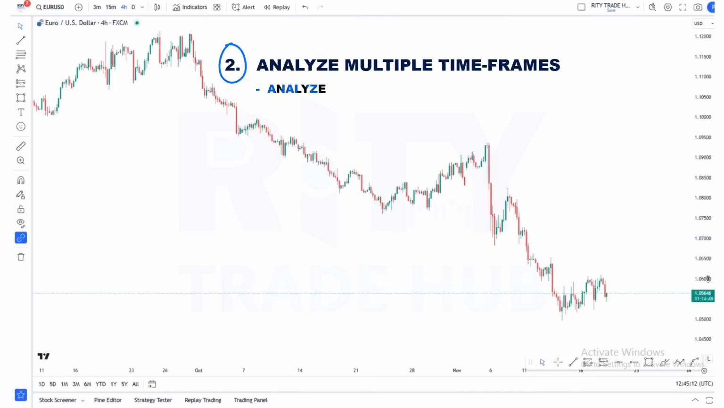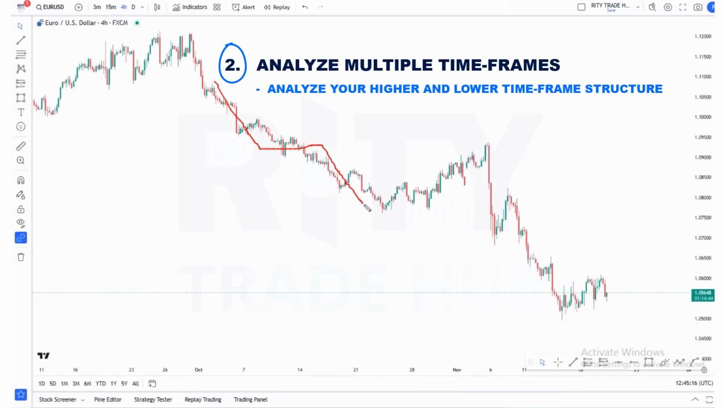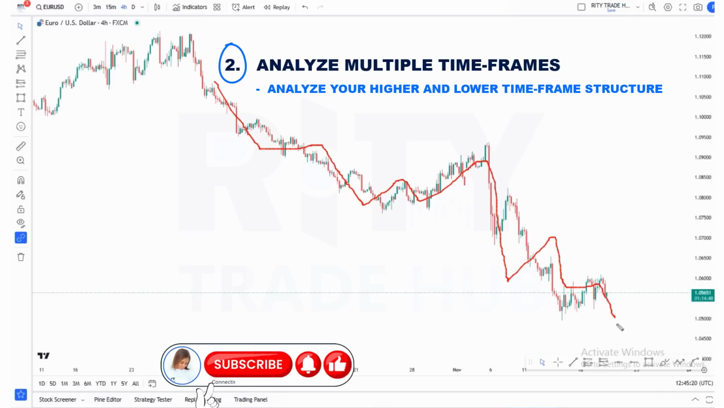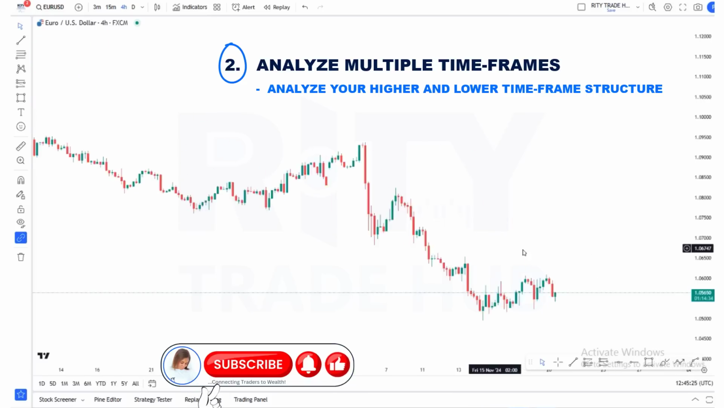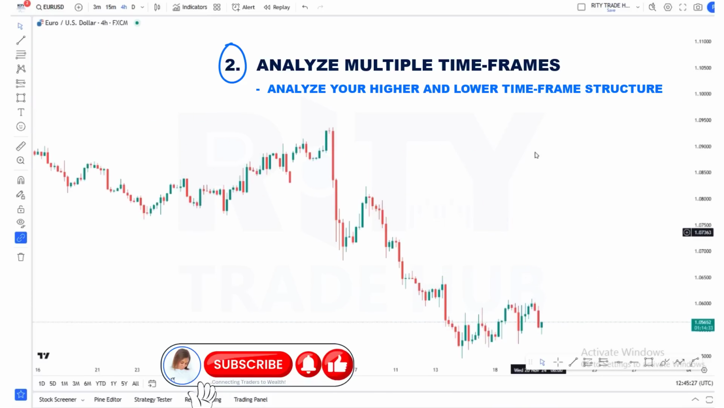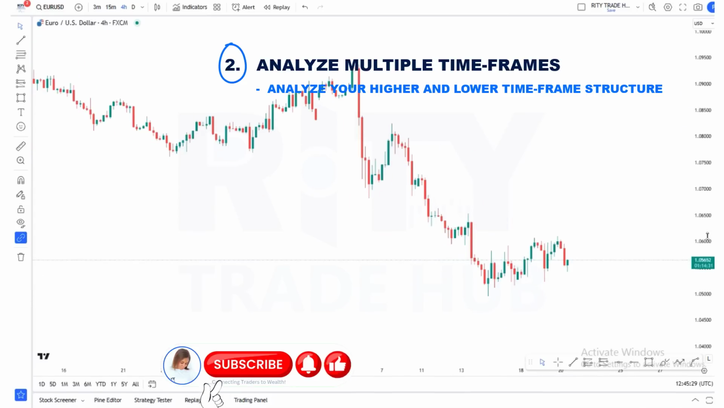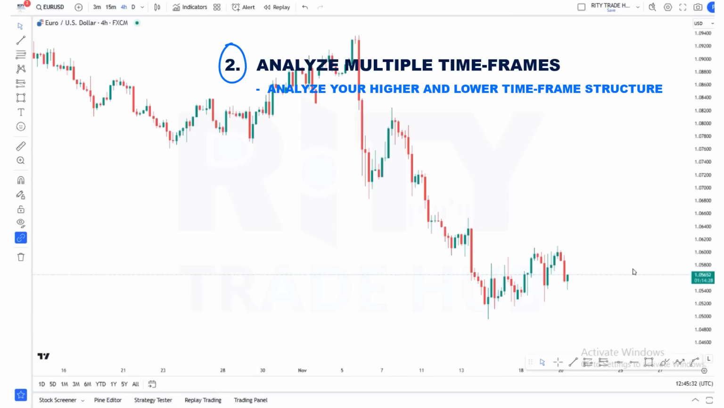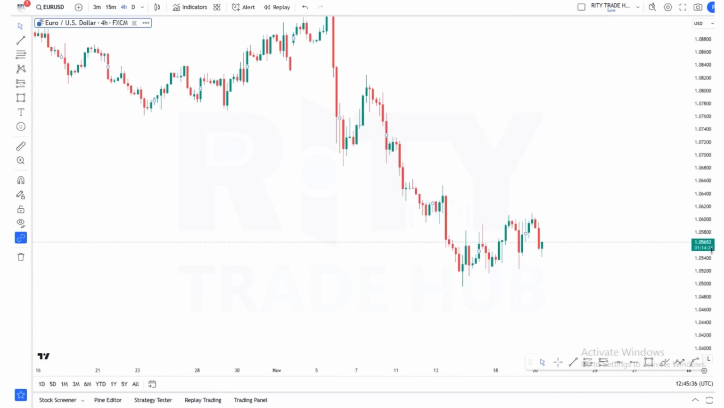So right here on the 4 hours, you can clearly see that we are in a strong bearish trend. Price is making lower highs and lower lows in that progression. So with that being said, we are going to also analyze our 4-hour structures to be able to make better trading decisions and know how to approach our lower time frame with respect to the higher time frame.